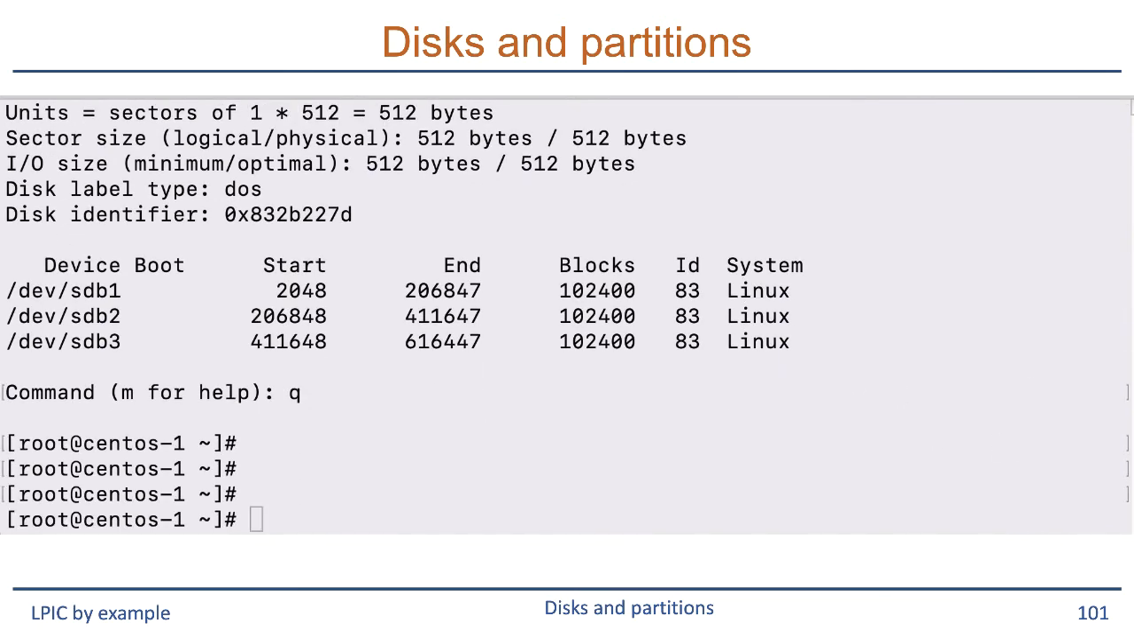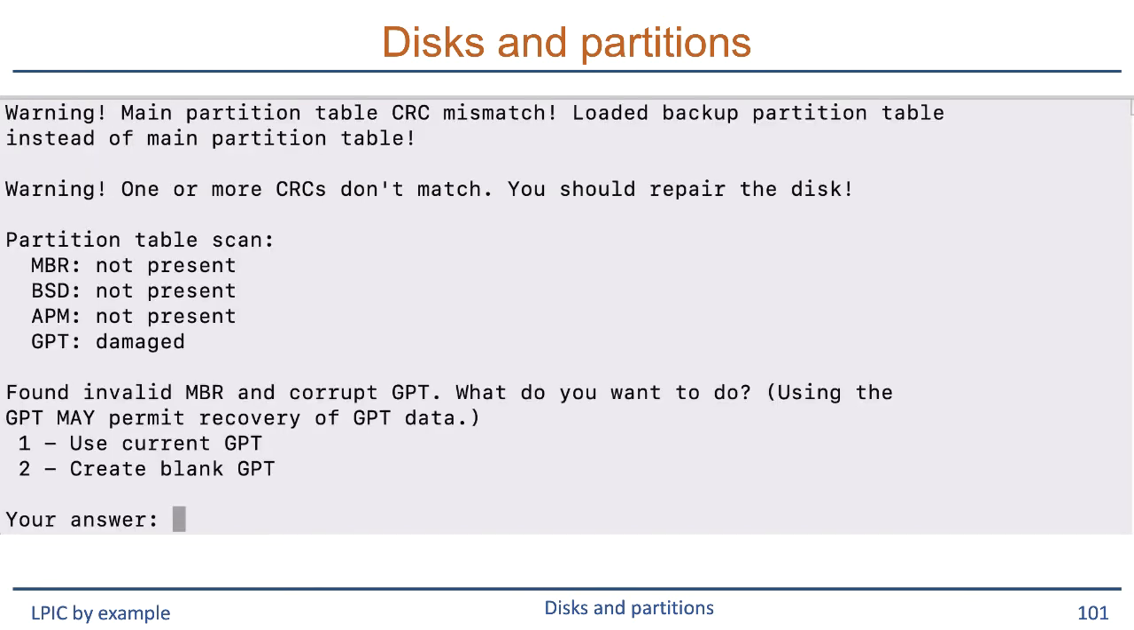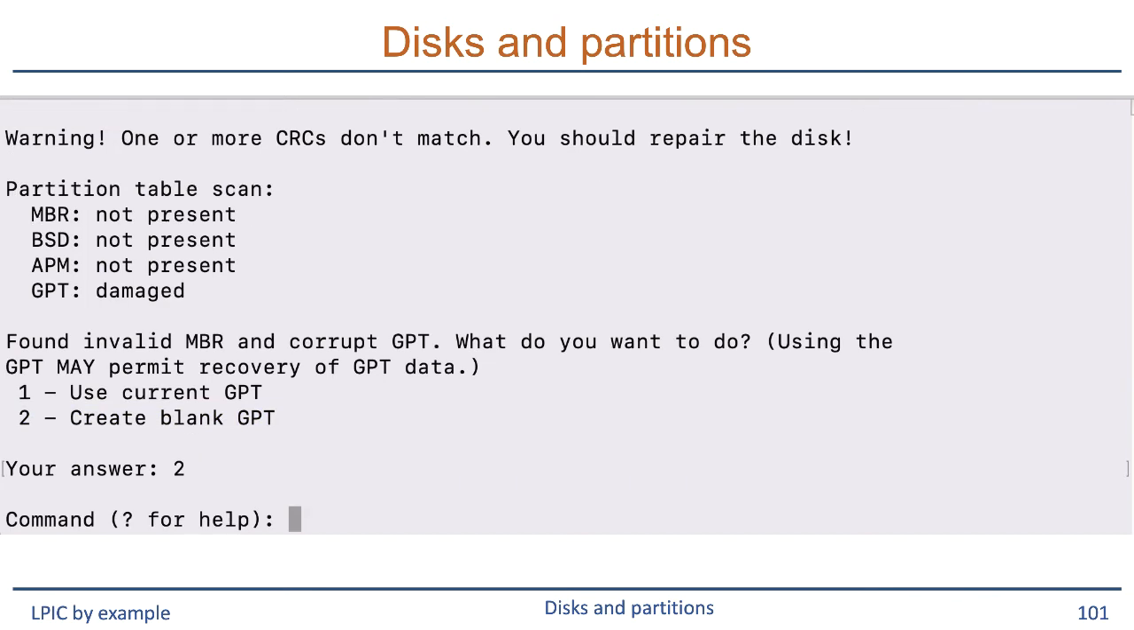Now let's have a look at gdisk, which is for GPT partition tables. So we run gdisk on SDC. So that's another device that we can use. Now we get a load of complaints because it tells us that there's a main partition table CRC mismatch, so everything is not correct. We can fix this by simply creating a blank GPT. So we go for option number 2. And instead of the m for help, we now have a question mark.